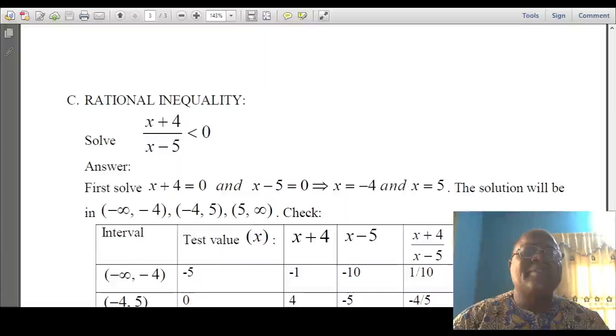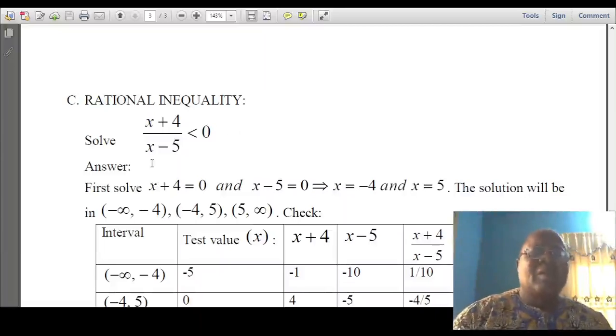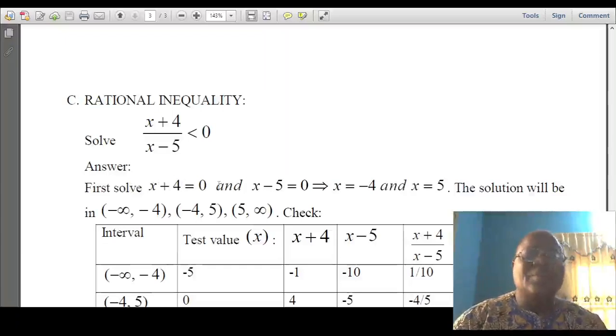Now, what about a rational inequality, where you divide one polynomial with another? Here, this method is for you to look at the numerator, equate to 0, equate the denominator to 0 again, and solve to get your answers as minus 4 and 5. Then use it to form intervals again, as we did before. As you can see, between minus infinity and minus 4, minus 4 and 5, and 5 and infinity, one of them or 2 of them might be the solution to the problem.